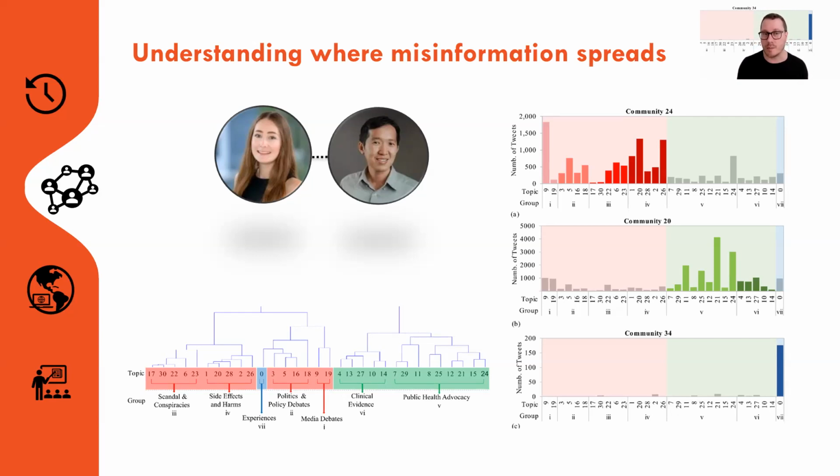the concentration of certain topics within communities. And in this case, we used tweets about HPV vaccines on Twitter, as well as the follower connections between the users who posted about vaccines on Twitter. So we applied two methods. One's a machine learning method called topic modeling, and that finds natural groups across the content of tweets based on the language that's in them.